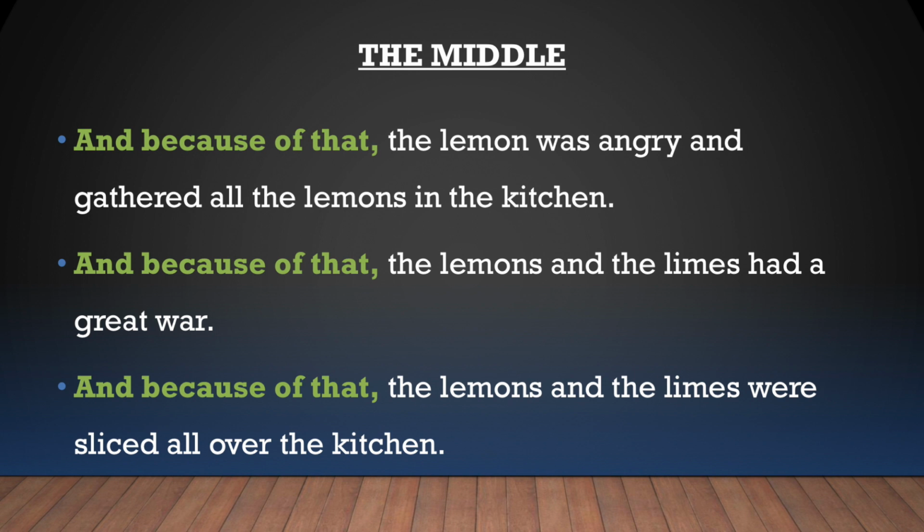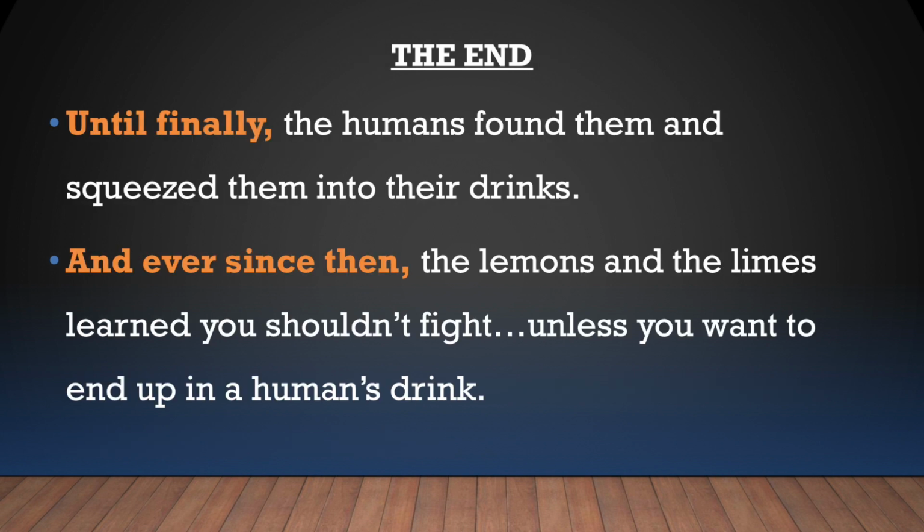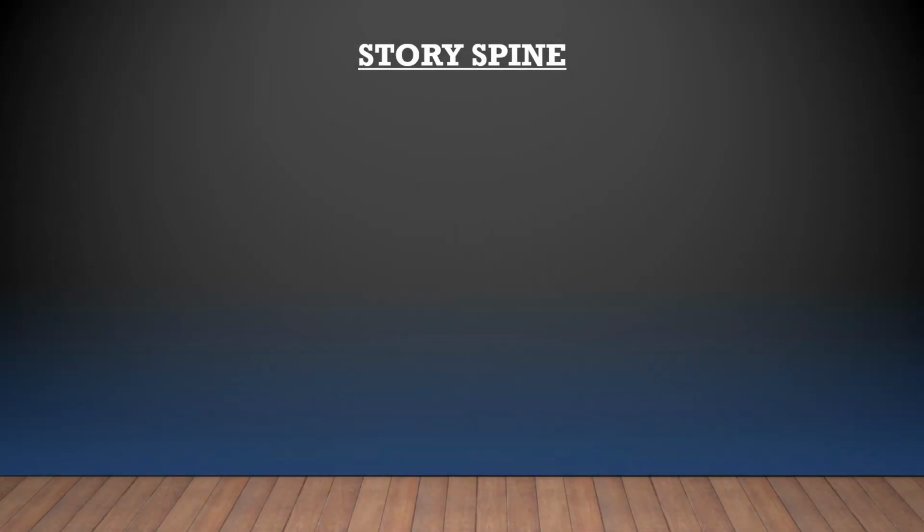And because of that, the lemon was angry and gathered all the lemons in the kitchen. And because of that, the lemons and the limes had a great war. And because of that, the lemons and the limes were sliced all over the kitchen. Until finally, the humans found them and squeezed them into their drinks. And ever since then, the lemons and the limes learned you shouldn't fight, unless you want to end up in a human's drink. Some tips to help you as you start your story spine.